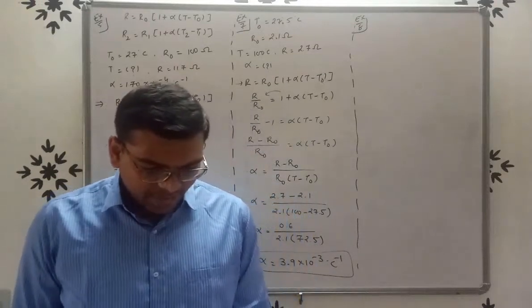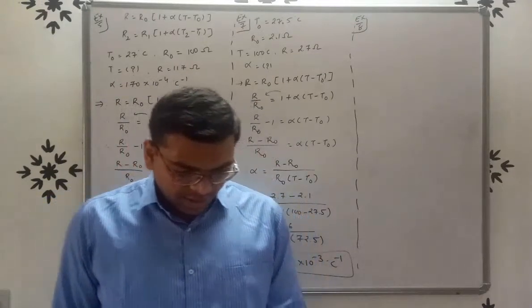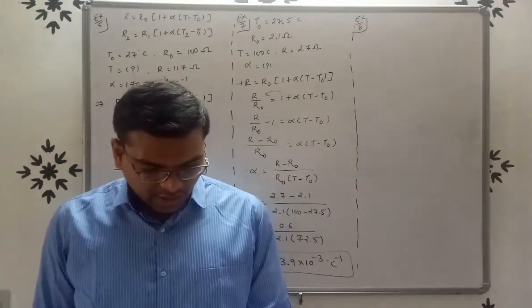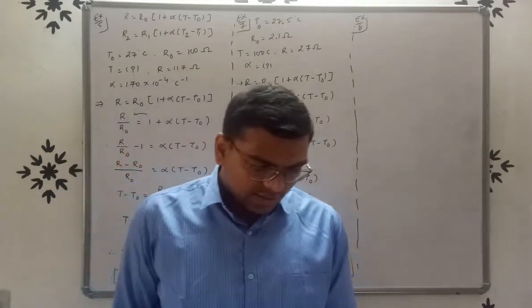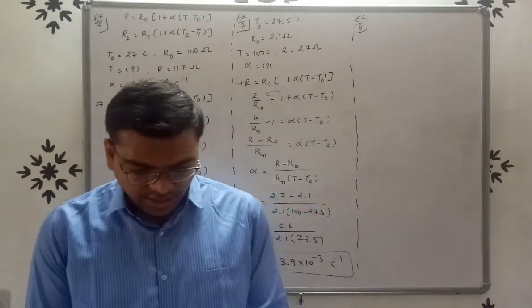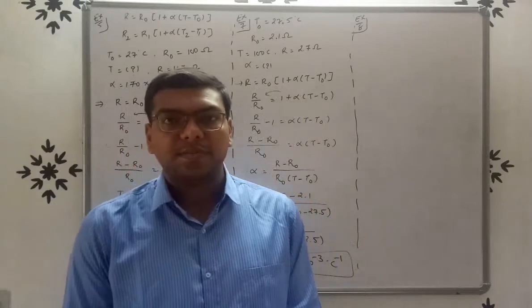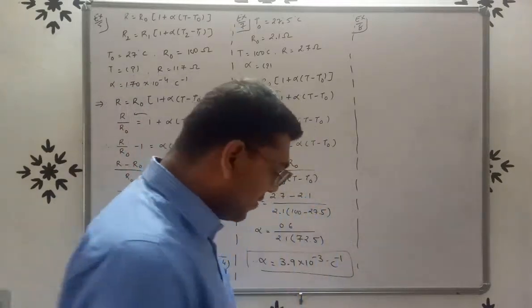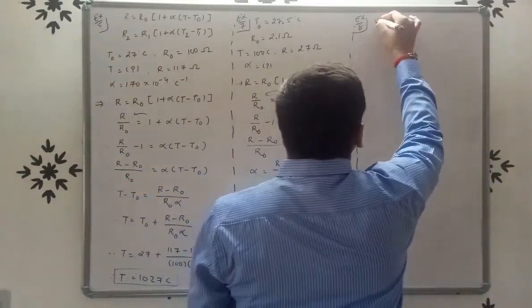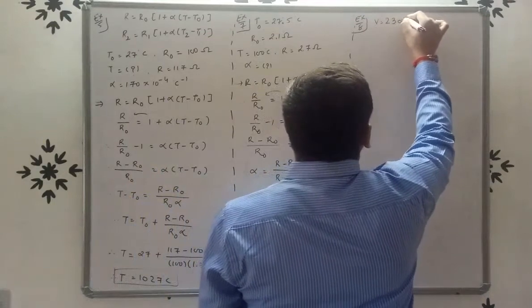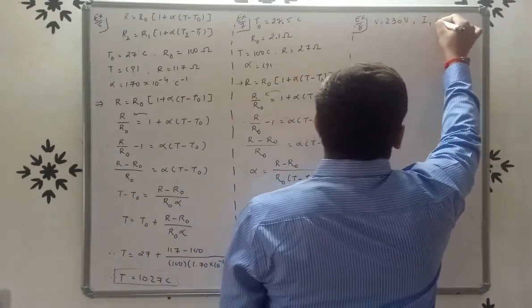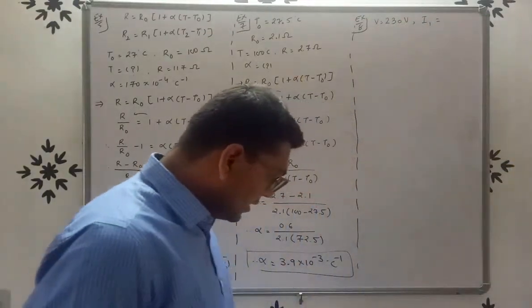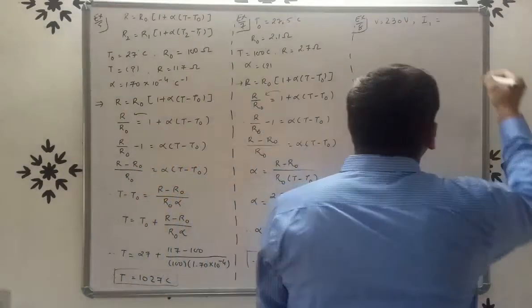A heating element using a nichrome connected to a 230 volt supply draws an initial current of 3.2 ampere. So here voltage is given, which is 230 volt. So V is equal to 230 volt. Initial current, that is I1, is 3.2 ampere.